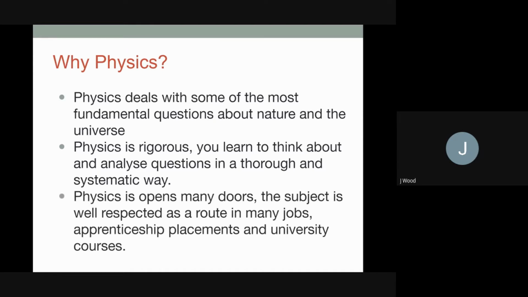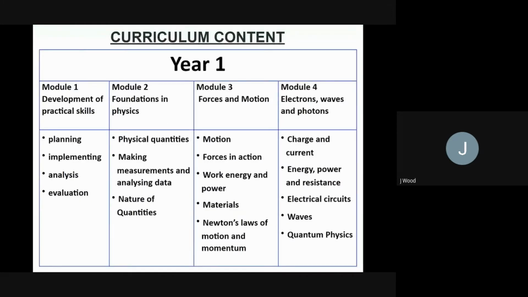The subject is well respected as a route into many jobs, including ones that aren't necessarily directly related to physics, many apprenticeships, and many university courses. Even things like economics or finance, which are not directly physics related, value a physics A level, and physics understanding is very well respected in those careers and those fields because of the rigor, the systematicity, and the strength of the analysis that you get from studying physics. But obviously, the key thing that you want to think about is what you would actually be looking at in a physics course.